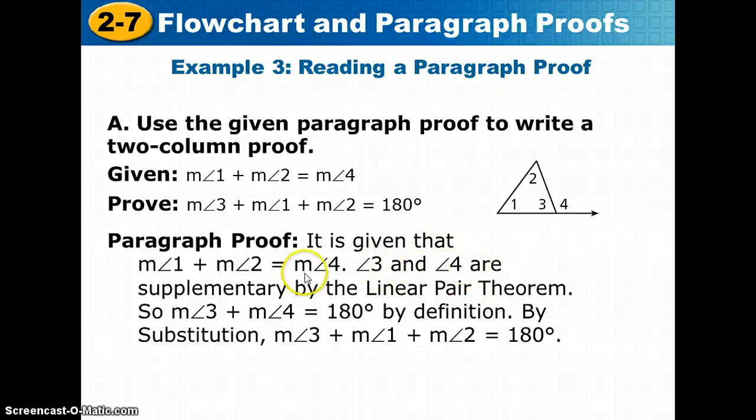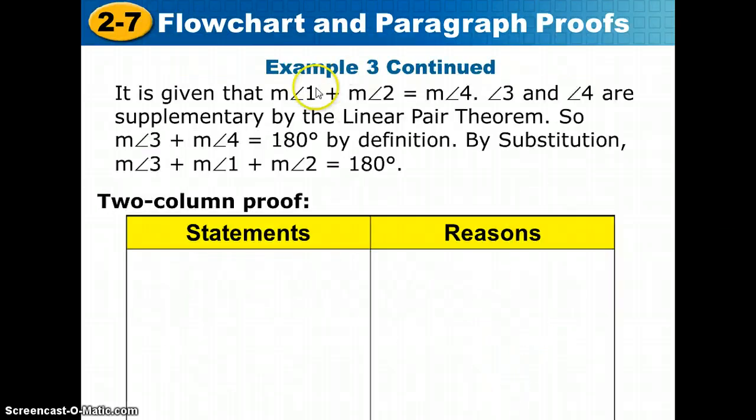Angle 3 and angle 4 are supplementary by the linear pair theorem. So the measure of angle 3 plus the measure of angle 4 equals 180 degrees by definition. Then by substitution, the measure of angle 3 plus the measure of angle 1 plus the measure of angle 2 equals 180 degrees.